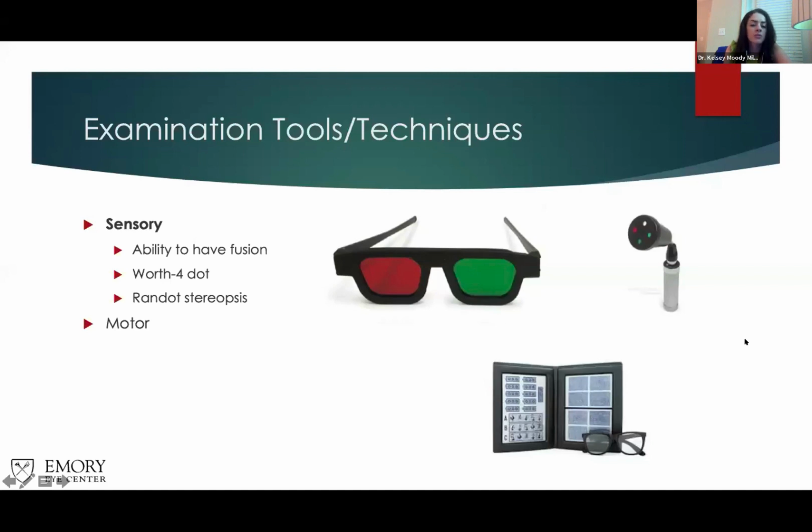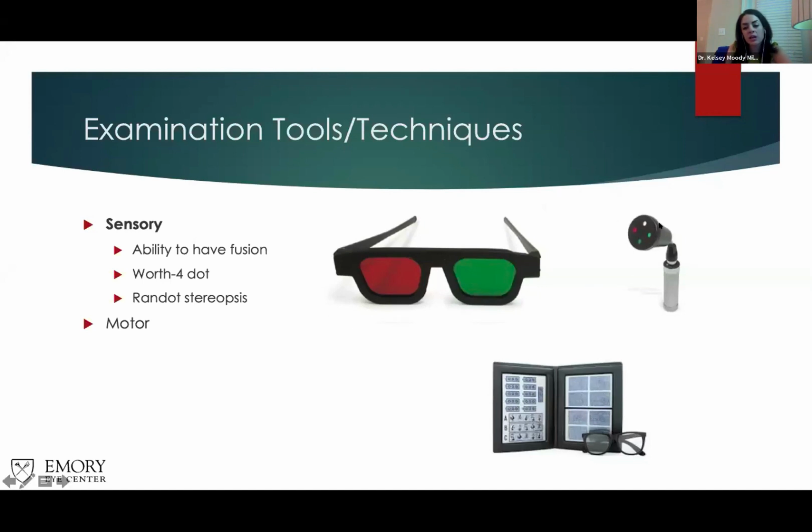With Worth 4-dot, you're going to have a pair of glasses, just like this. The right eye will have a red lens. The left eye will have a green lens. Because of that, you can even do that with a trial frame with a red and green lens. The only thing you would necessarily have to purchase is the adapter here, which can be attached to a penlight, or there are also flashlights that have this as well. The right eye will see red, the left eye will see green.